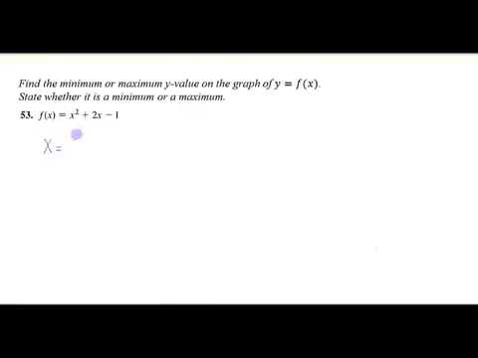X is negative b over 2a, our vertex formula. So negative of b is negative 2 over 2 times a, which is 2 times 1, is negative 2 over 2, which is negative 1. So if we are finding the vertex there, the x part is negative 1. Let's find the y part. So we put in our negative 1 for x in the function.